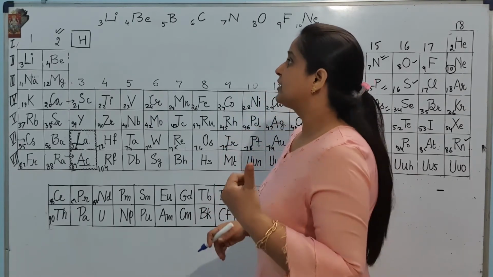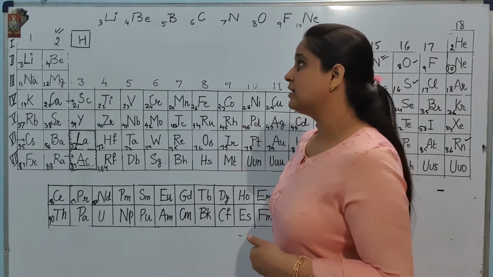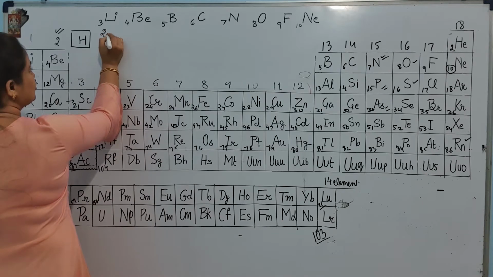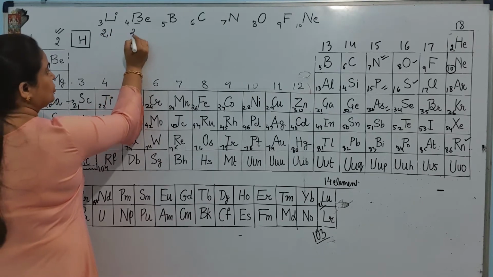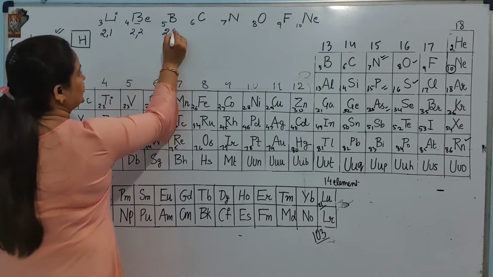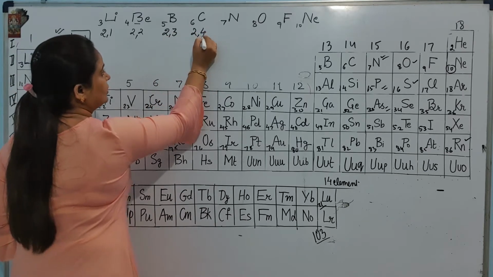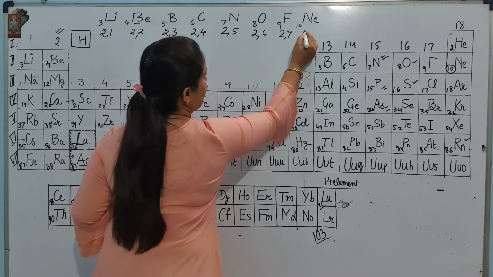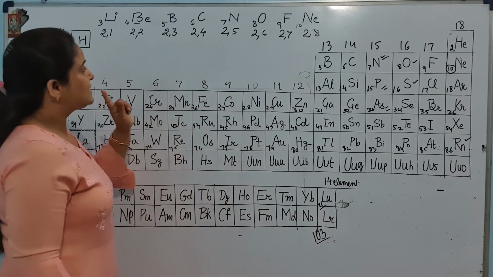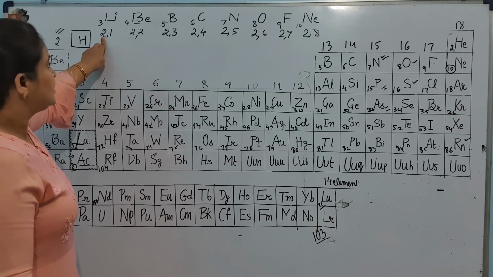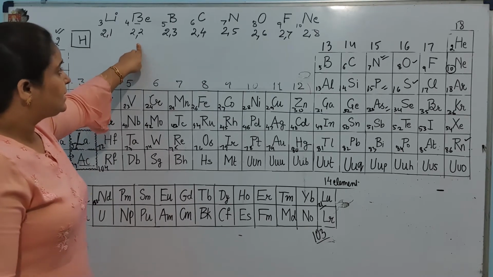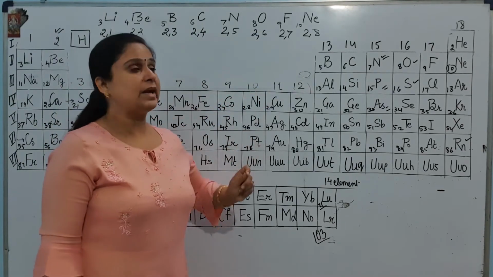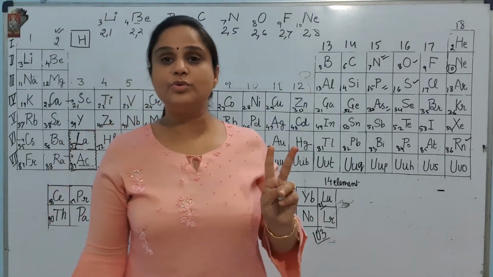So let's see. The atomic number of lithium is 3, so I am writing down the configuration of lithium. The configuration of lithium is 2, 1. Then it is 2, 2; 2, 3; 2, 4; 2, 5; 2, 6; 2, 7; and 2, 8. All of you can see here that lithium, beryllium, boron, carbon, nitrogen, oxygen, fluorine and neon, these all elements have only 2 shells.